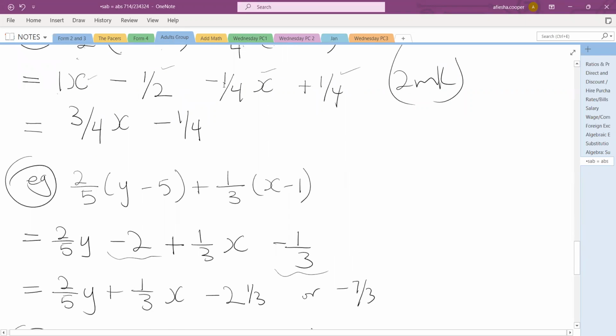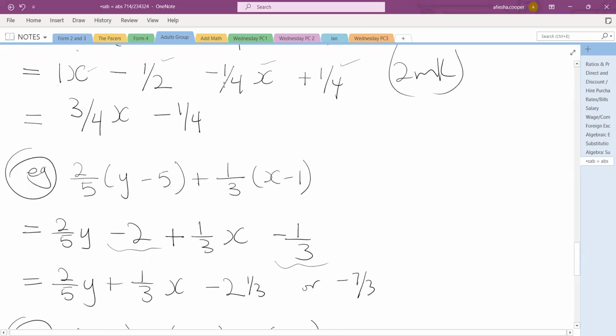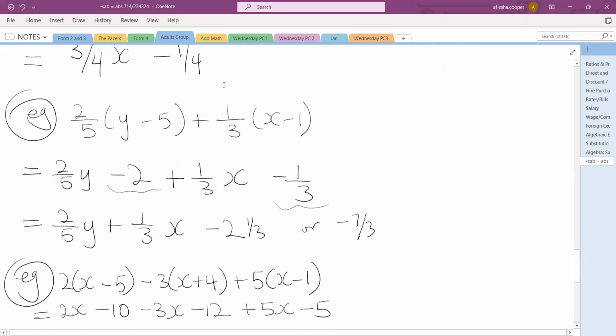So the last questions we have here on the screen, let's get into them. We have these final 2 questions here. Again, don't let fractions scare you. It's going to be the same thing, 1/2 multiplied by 2X, which will give us 1X, and 1/2 multiplied by -1, which will give us -1/2. Then we have -1/4 by 1X, which will give us -1/4X, and then -1/4 by -1, which will give us +1/4. We simplify our terms, giving us 3/4X minus 1/4.